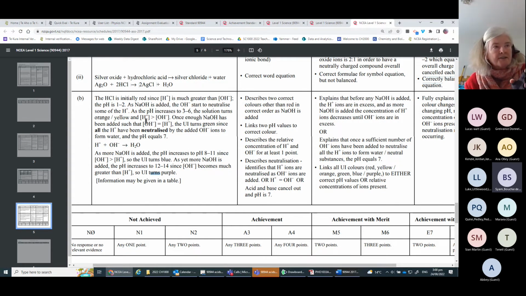Then the other thing is link it, not just the pH to the color, but to the relative proportion of hydrogen ions and hydroxide ions. So if it's acidic, there'll be more hydrogen ions than hydroxide. I will stop in 30 seconds. If it's basic, you're going to have more hydroxide than hydrogen ions. And if it's neutral, you're going to have equal amounts of hydrogen and hydroxide. And there, okay, I've stopped.